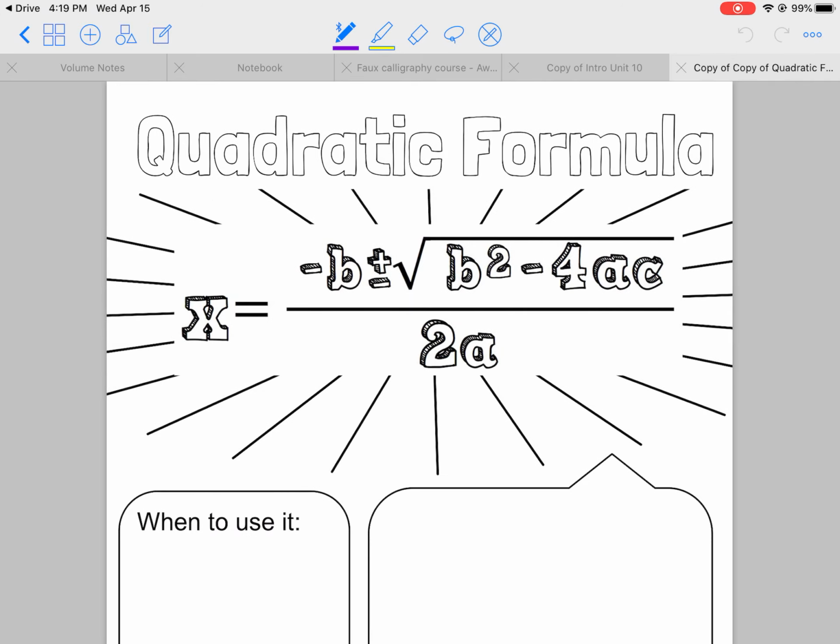So this is the quadratic formula. X is equal to negative b plus or minus the square root of b squared minus 4ac all over 2a. It is important that you include this top part together. Then you divide that whole quantity by 2a.